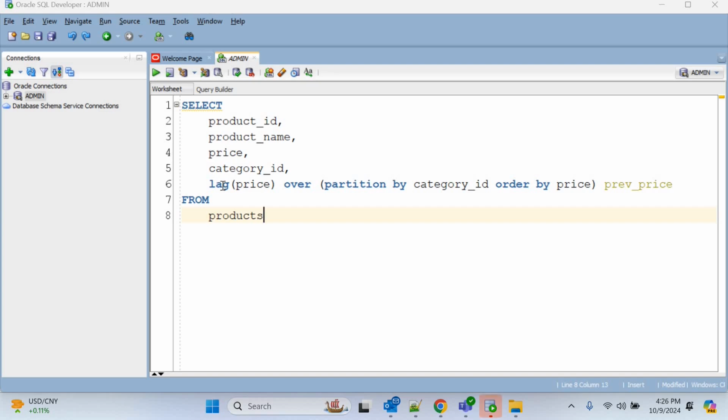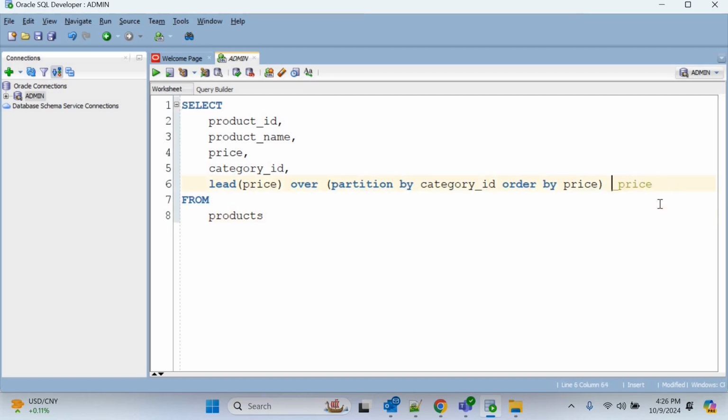For that, instead of lag, I'll just use lead, and the rest of the things will be the same. And in place of previous price, I'll use the column name next price. So all the functionality of lead and lag is the same. The only difference is that the lead function will give us the next price instead of the previous price.